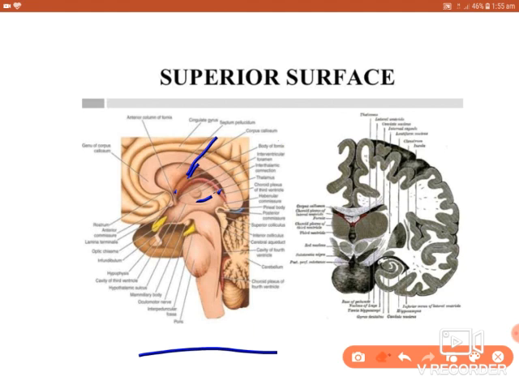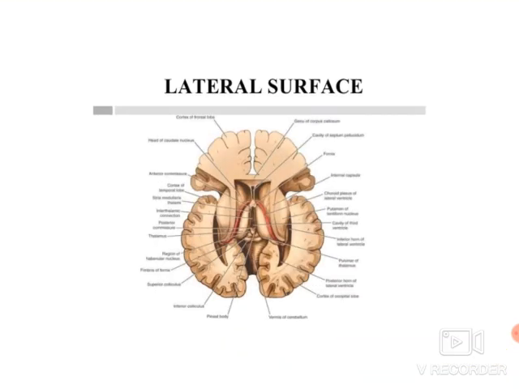Here this is the choroid plexus and this is the fornix, which forms the superior surface relations. Here this is the hypothalamic sulcus. Here this is the hypothalamus, cerebral peduncle. This is the cerebral aqueduct that forms the inferior relations.